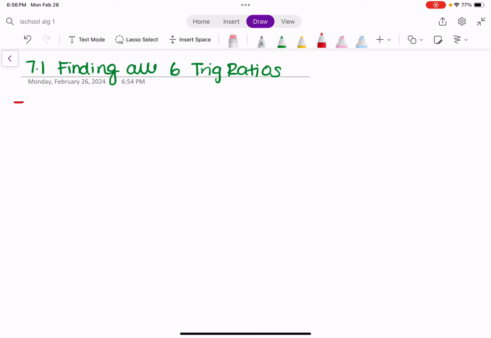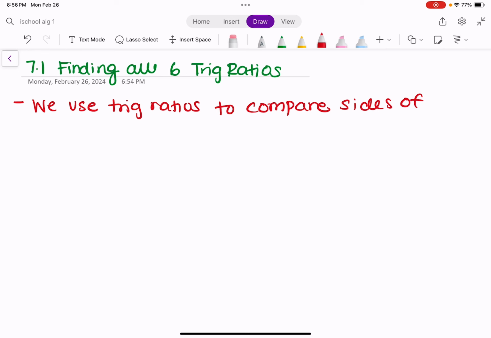So the one note that we're going to write is that we use trig ratios to compare sides of a right triangle, right? We only can do these trig ratios when we have a right triangle. A right triangle is a triangle that has a 90-degree angle, right? And so there are 3 really common trig ratios that you've already learned. Those are sine, cosine, and tan.